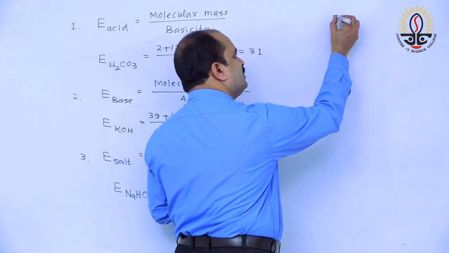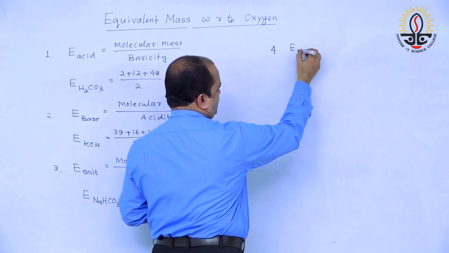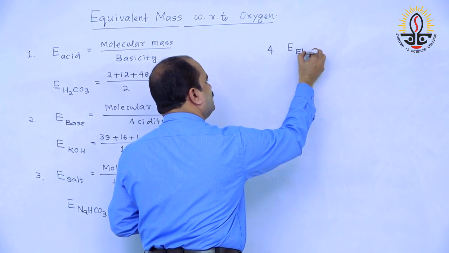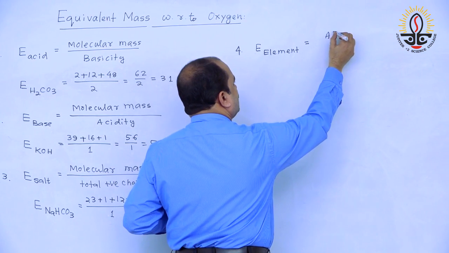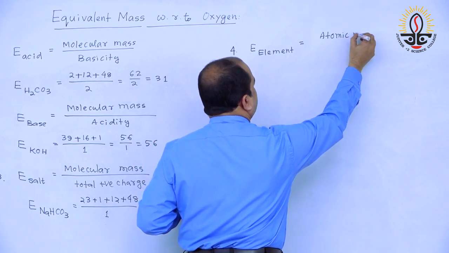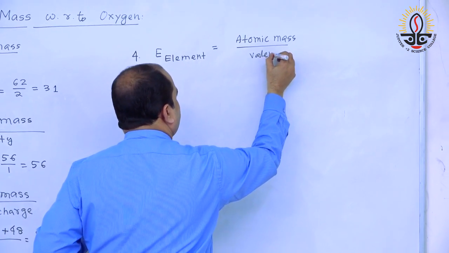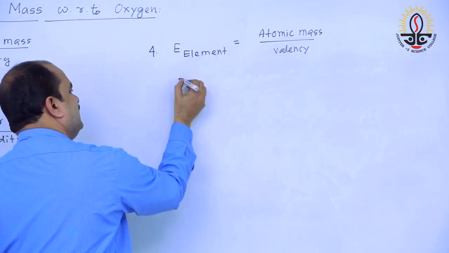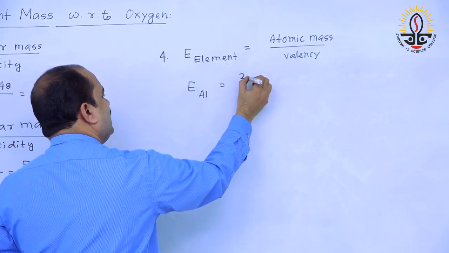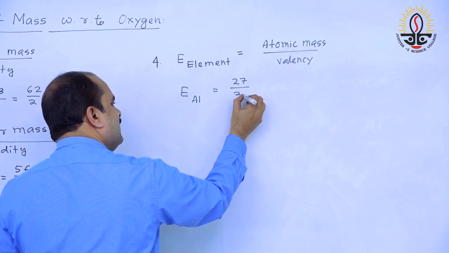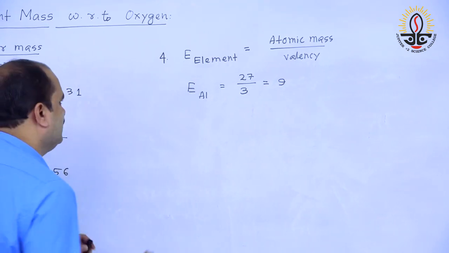Number 4 is equivalent mass of element. Equivalent mass of element is equal to atomic mass divided by valency. For example, equivalent mass of aluminum: atomic mass is 27, valence of aluminum is 3, so equivalent mass of aluminum is 9.